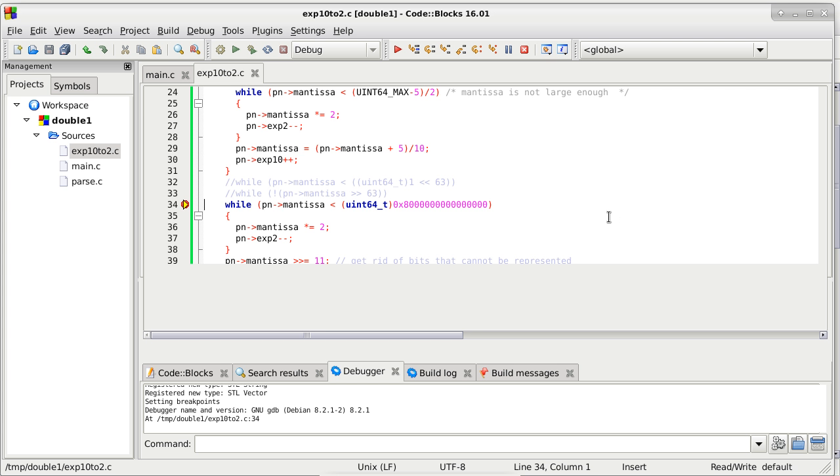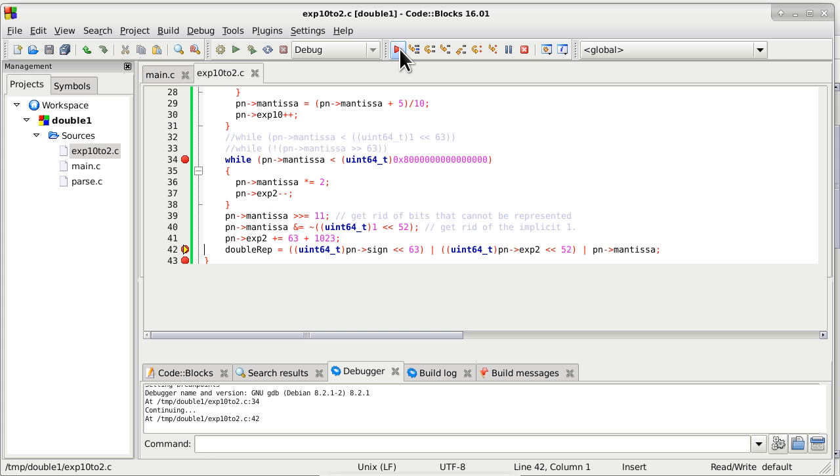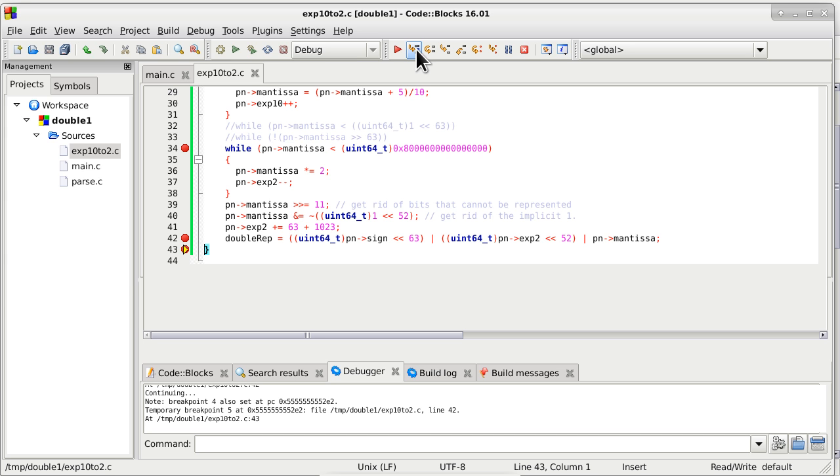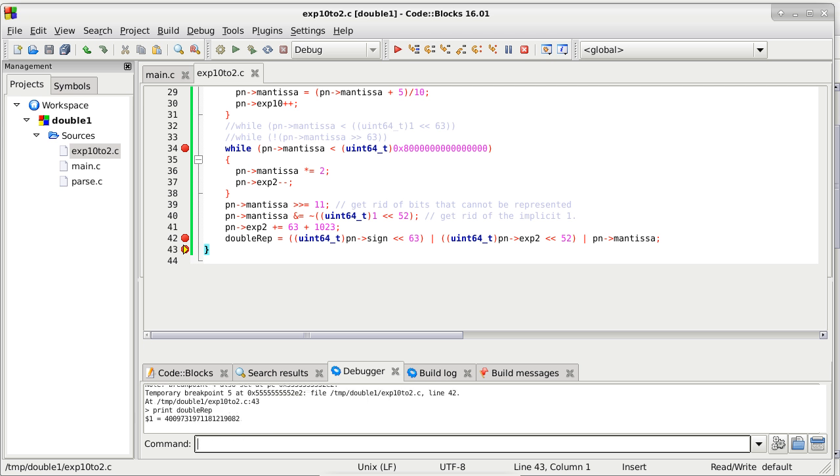The user interface is having a problem. This is where the first breakpoint is. Continue execution to this point, and then we just single step through it. All right, so now we can take a look at double wrap. Okay, and we want to print it as a hexadecimal number. And it looks reasonable. Okay, so how do we know whether this number is correct or not? Whether the representation is correct or not?